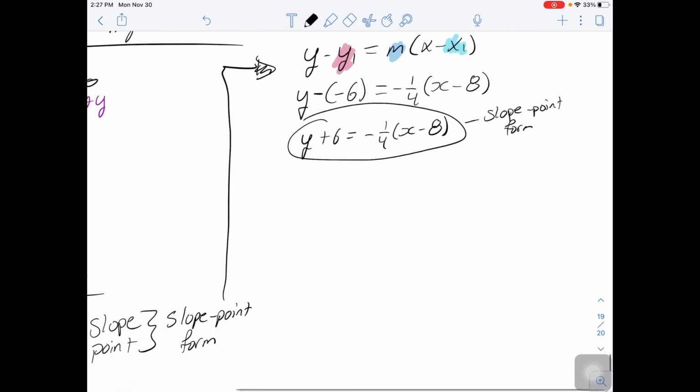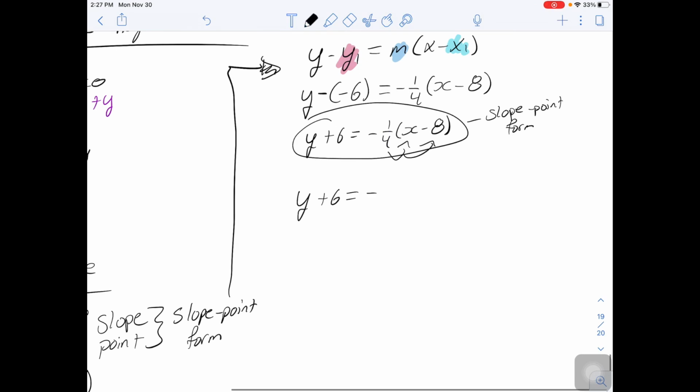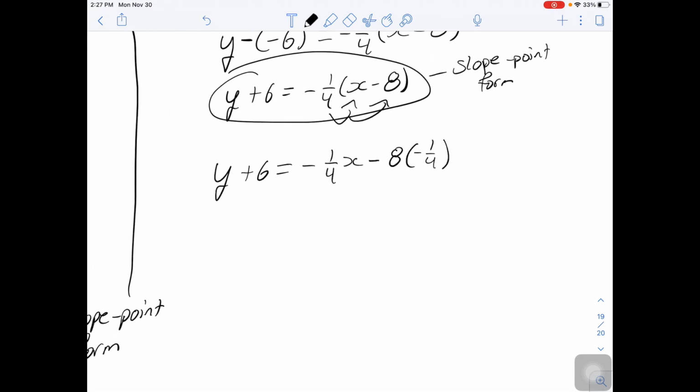And now it's a matter of converting like we did above. So in order to convert this into y-intercept form, I'm going to have to distribute this -1/4 into the brackets and solve for y. So let's start off by distributing our -1/4 inside. So -1/4 times x, that's simply -1/4x. And then -1/4 times -8. So I'll put the subtraction symbol here, and I'll put my 8 value and -1/4 in brackets.